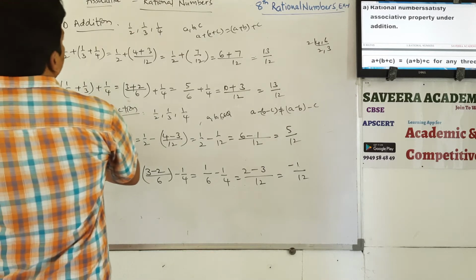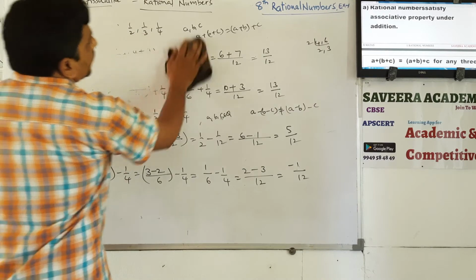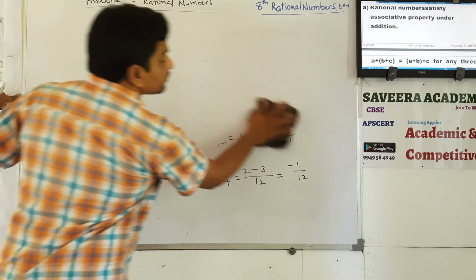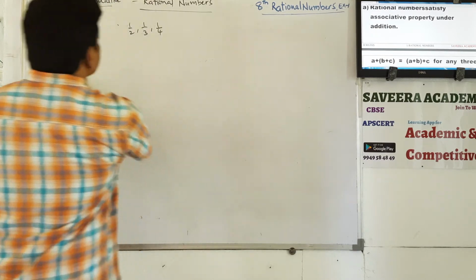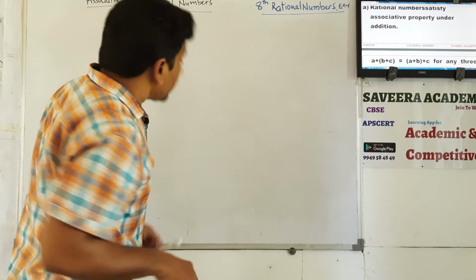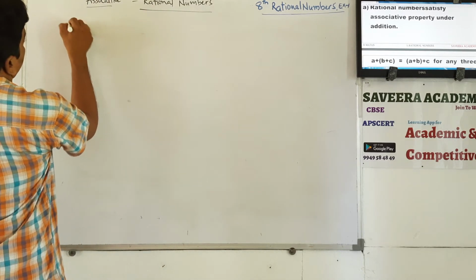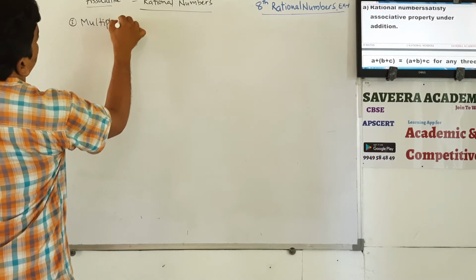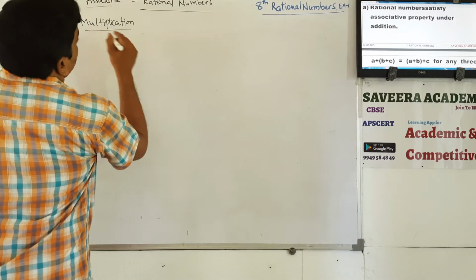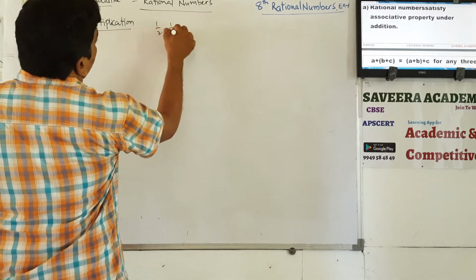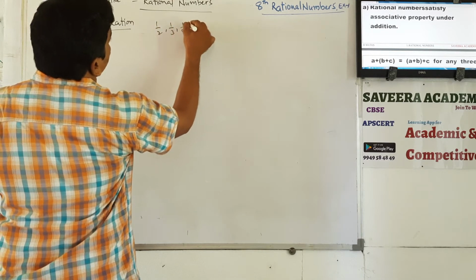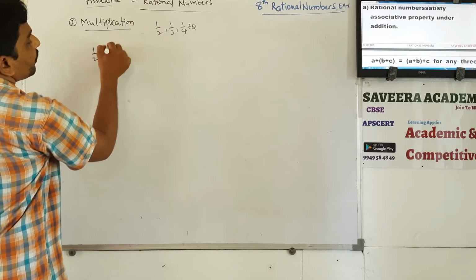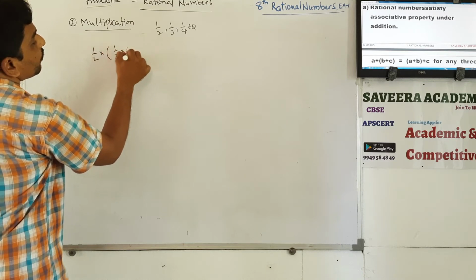Now in the case of multiplication, let us check it. Third one, multiplication. Suppose the same 1 by 2, 1 by 3, 1 by 4 belong to Q. Now find 1 by 2 into 1 by 3 into 1 by 4.